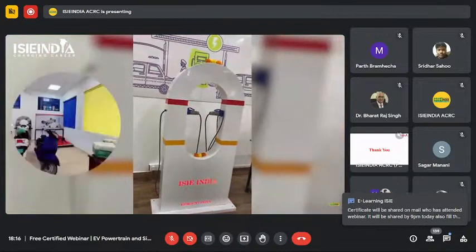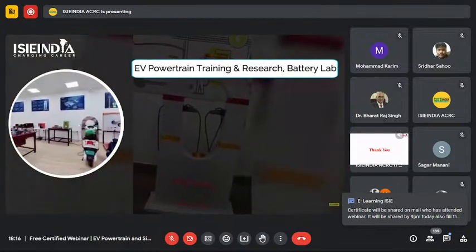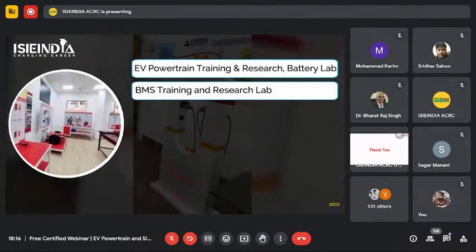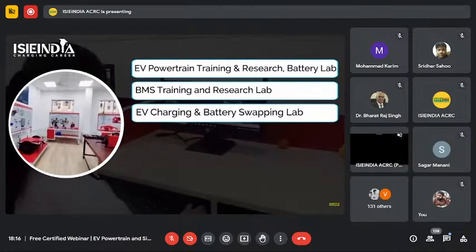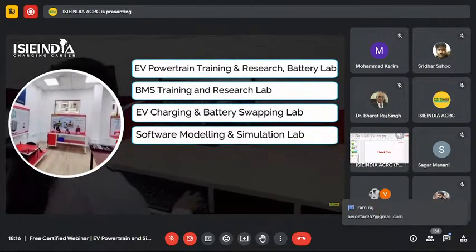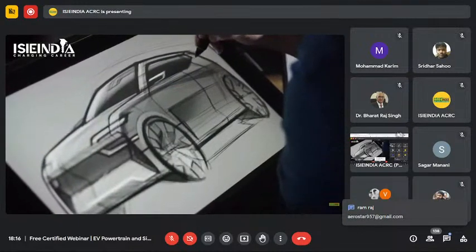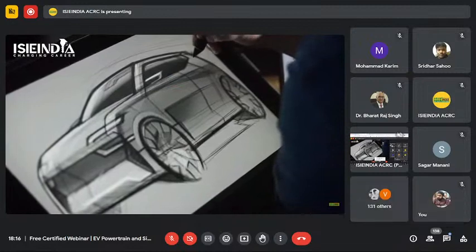It is a combination of 6 labs including EV Powertrain Training and Research Lab, Battery BMS Training and Research Lab, EV Charging and Battery Swapping Lab, Software Modeling and Simulation Lab, Innovation Lab and Renewable Energy Lab. Each lab consists of a number of customized workbenches and machineries.